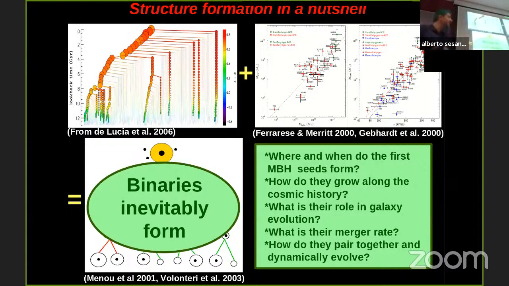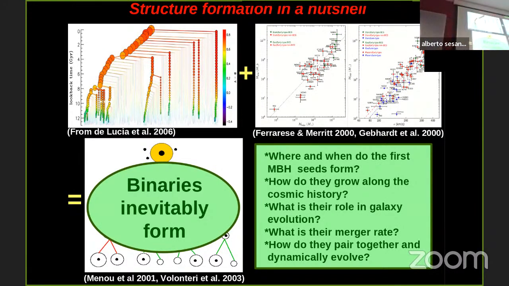So, in this scenario, supermassive black hole binaries will inevitably form, okay, and will be abundant in the universe. But we don't know much about them, right? We don't know the nature of the first seeds. We don't know their exact role in galaxy formation, and so on and so forth.